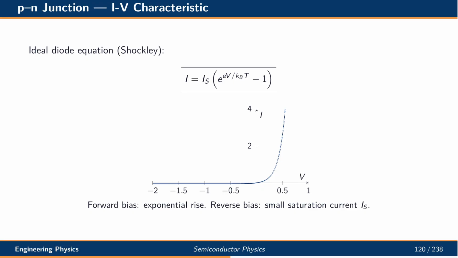The ideal Shockley diode equation describes the current-voltage relation of a p-n junction. In forward bias, the current grows exponentially with applied voltage. In reverse bias, only a tiny saturation current flows. The graph shows this asymmetric behavior clearly. This rectifying property is the foundation of diodes, and through extension, of every transistor.